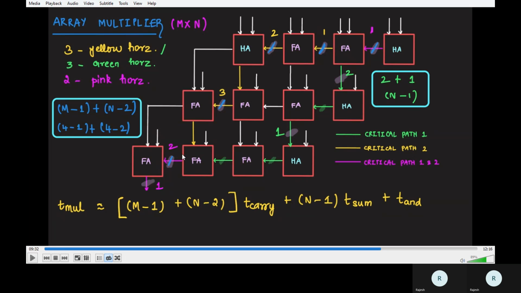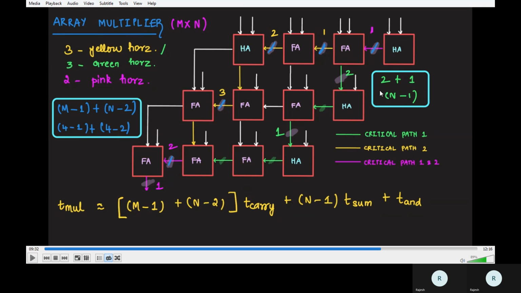Next, pink color are 2, because the one here is 1, the topmost one, and the next one is where both critical paths are colliding. So based upon this we have written m minus 1 plus n minus 2. M minus 1 is related to the number of critical paths, 3. So it is m minus 1 plus the number of critical paths colliding, they are 2, 1 and 2. So n minus 2, it is related to carry propagation. So that way it is m minus 1 plus n minus 2.